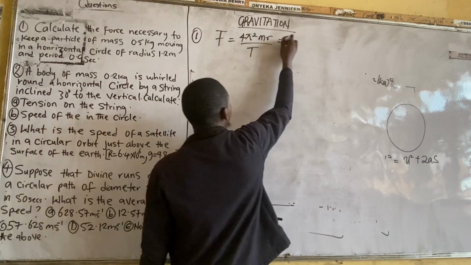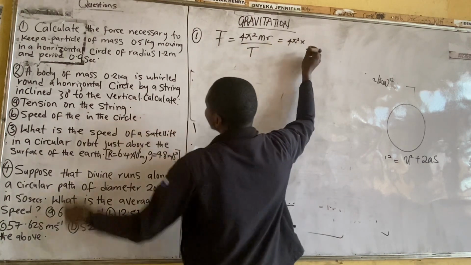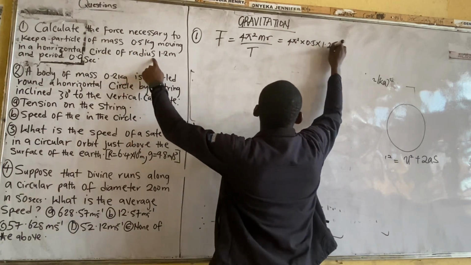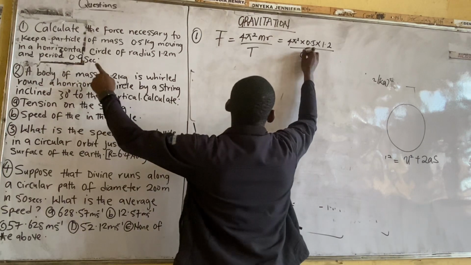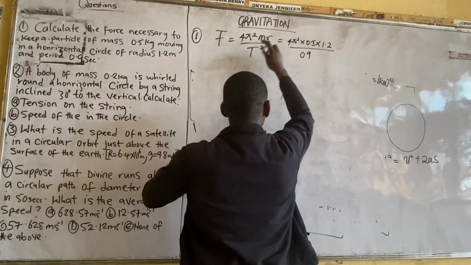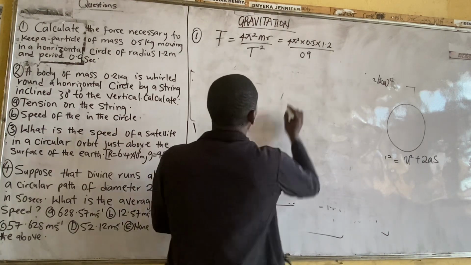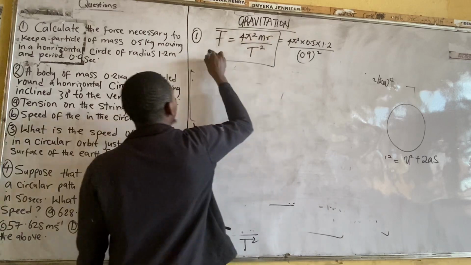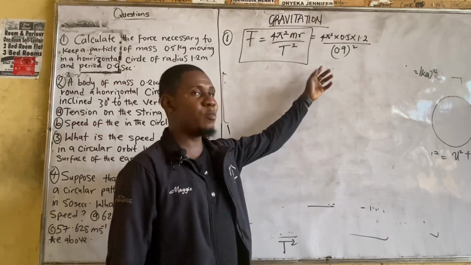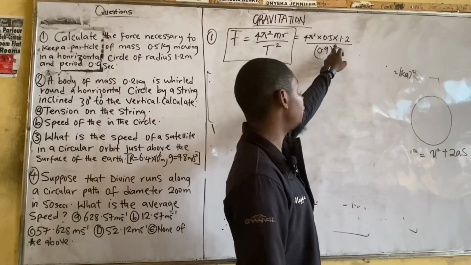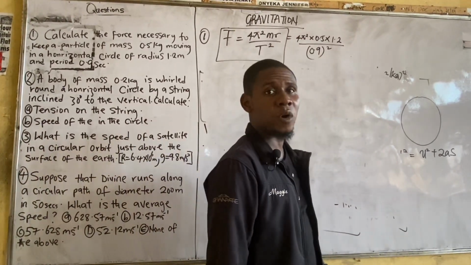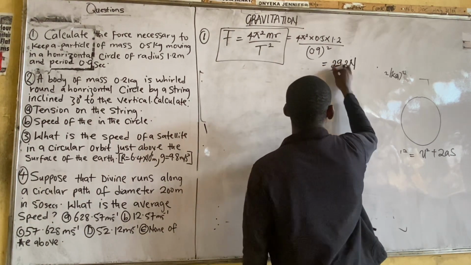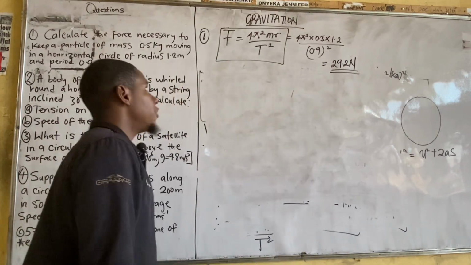over the period squared. Now in this case, we have 4 pi squared times the given mass, which is 0.5, and the radius, which is 1.2, and we divide it by 0.9 seconds squared. Please don't forget this. When you punch your calculator, 4 times pi squared times 0.5 times 1.2 divided by the square of 0.9, you'll be getting 29.2 newtons, because the unit of force is newtons.